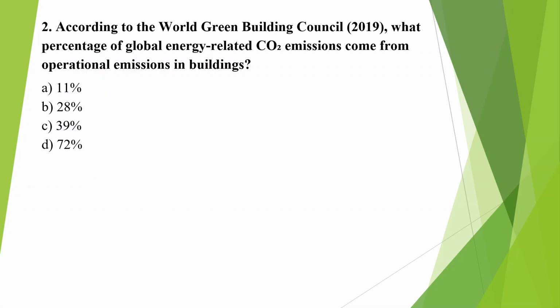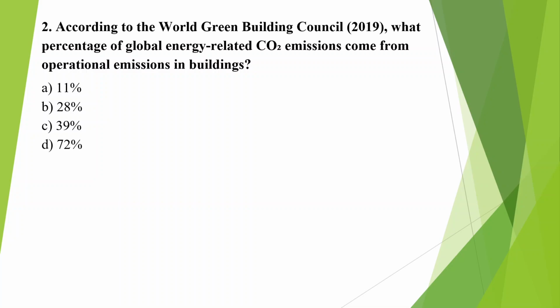That has been mentioned also, like buildings accounting for 39%. Option C, 39% of the energy related CO2 emissions. But as the question was only asked for the operational emissions in the buildings, then out of that 39%, this accounts for only 28% of the operational emissions, and the rest 11% has been marked under the embodied emissions category.